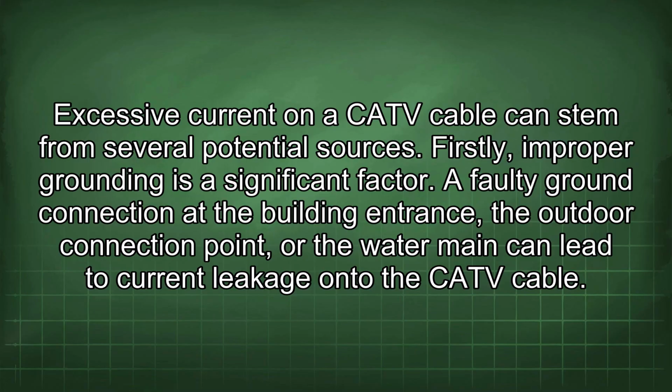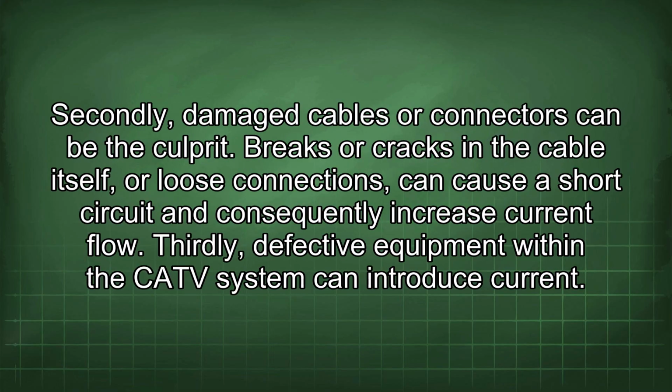Excessive current on a CATV cable can stem from several potential sources. Firstly, improper grounding is a significant factor. A faulty ground connection at the building entrance, the outdoor connection point, or the water main can lead to current leakage onto the CATV cable. Secondly, damaged cables or connectors can be the culprit. Breaks or cracks in the cable itself, or loose connections, can cause a short circuit and consequently increase current flow.